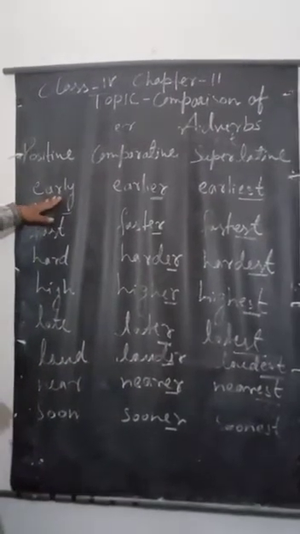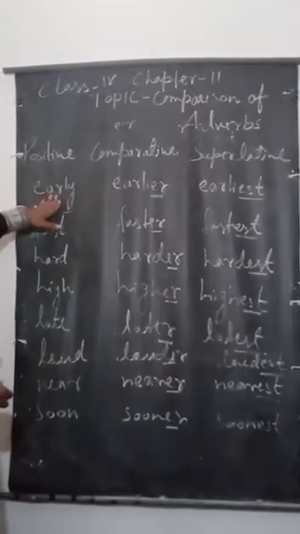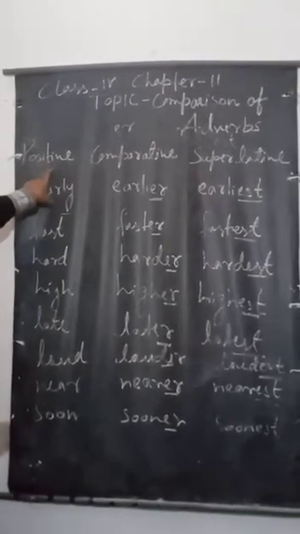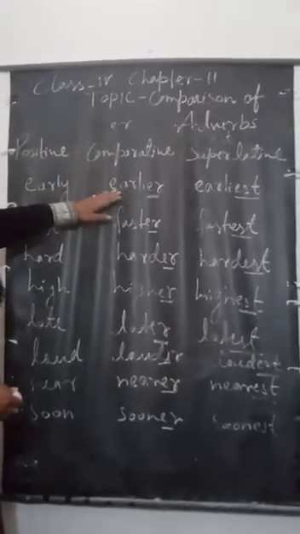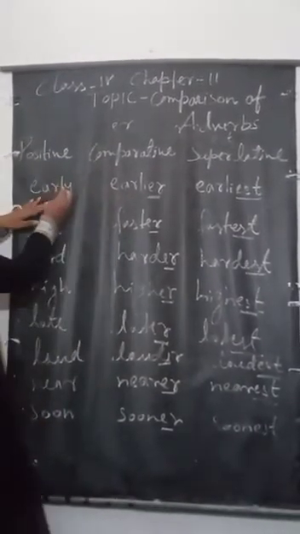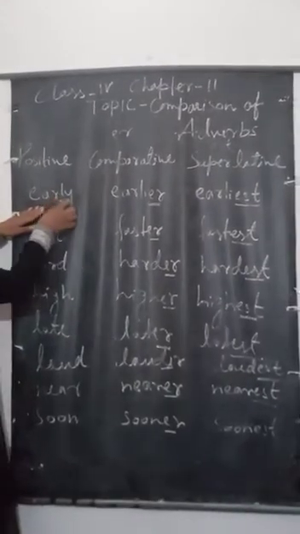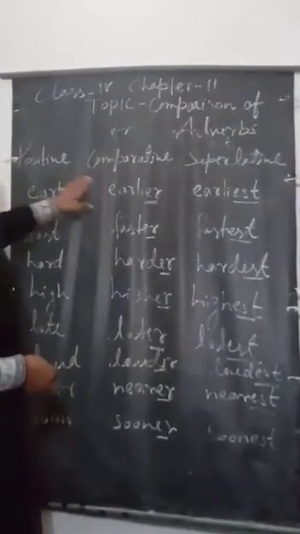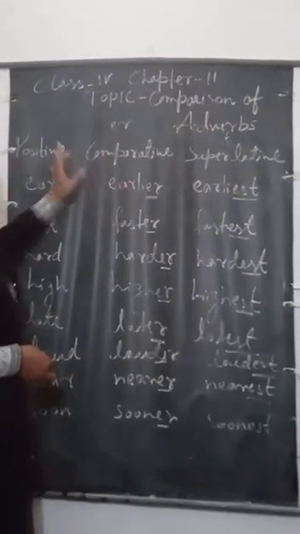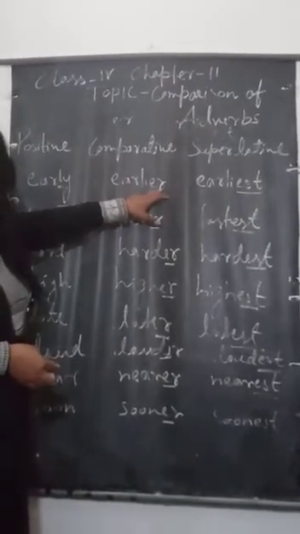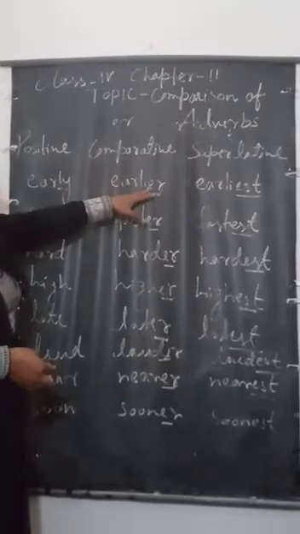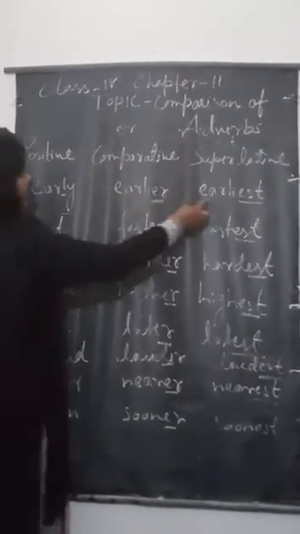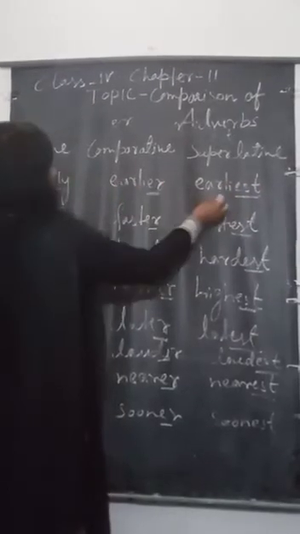So here is yearly, a positive degree, and the comparative degree is earlier. If a word ends with ly, we change it into comparative: replace ly and add ier. So here is earlier, and the superlative degree is earliest. Here is est. So in the superlative degree we add est.